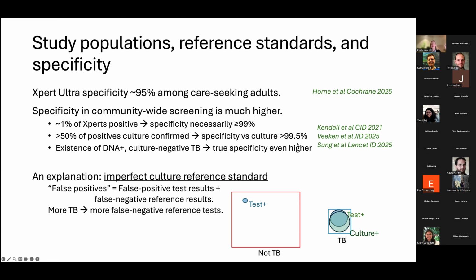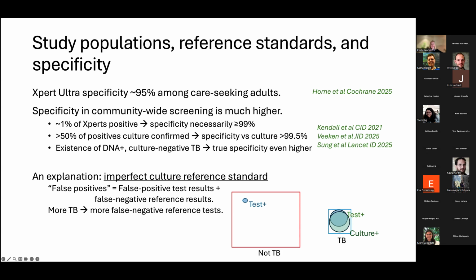And then even some of the people who are culture negative, further investigation can show that they really do have early forms of TB. For example, when we followed people with trace Xpert results for a year or two off treatment, something like a third of them were confirmed to have TB progression, indicating that the initial positive result that could have been classified as a false positive actually was true early TB. So that raises your estimate of specificity even higher, to where I think we have pretty good indication that the specificity of Xpert Ultra in community-wide screening is well above 99%.